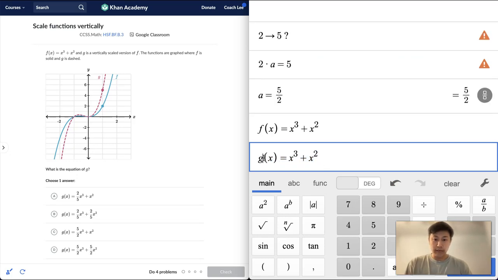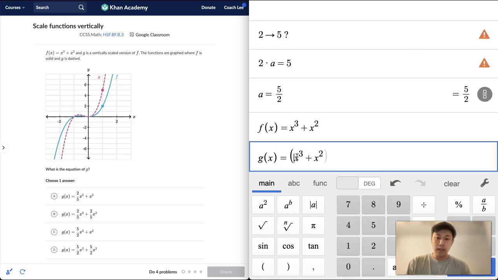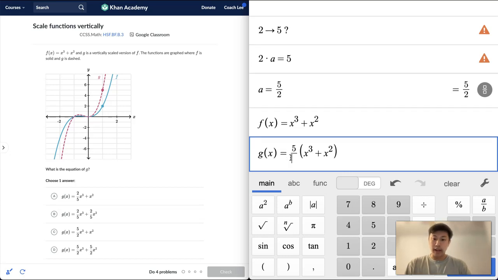Our new g of x function is going to take all of f of x. Really important you put these parentheses here. You're going to take all of the f of x and then multiply it by that a value we just found. That in turn will cause some distribution for the simplification. We're going to simplify it because we don't see any version in Khan Academy that's written like this. This is actually a correct answer.